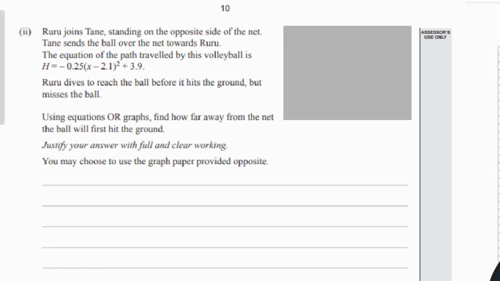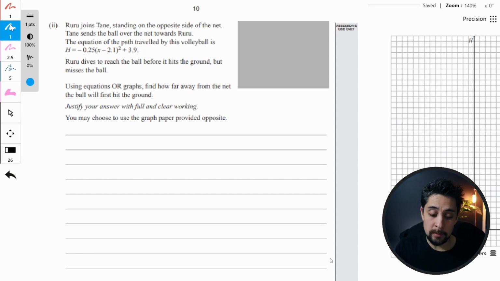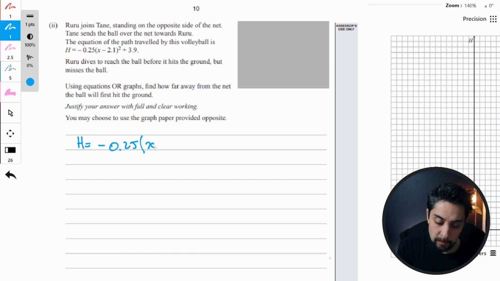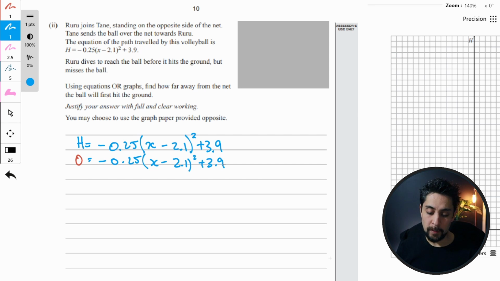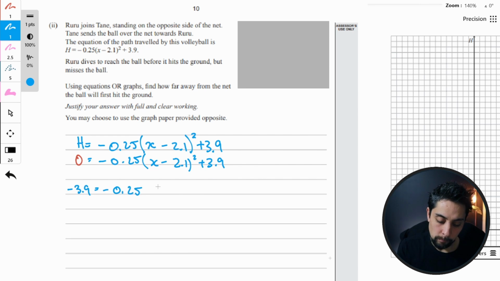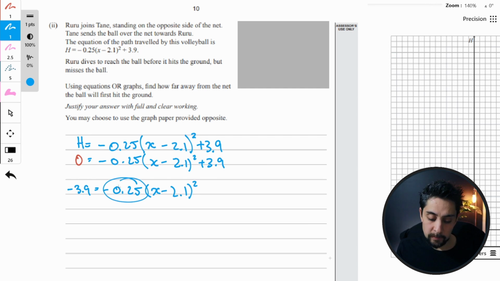Okay, so it hits the ground when h is 0. So let's write all that out. h equals negative 0.25 times x minus 2.1 squared plus 3.9. So the ground is at 0, so we can put in 0 equals all of this stuff. Okay, now we just have to solve for x. Let's minus 3.9 from both sides to get rid of this 3.9. Let's divide both sides by negative 0.25 to get rid of this.